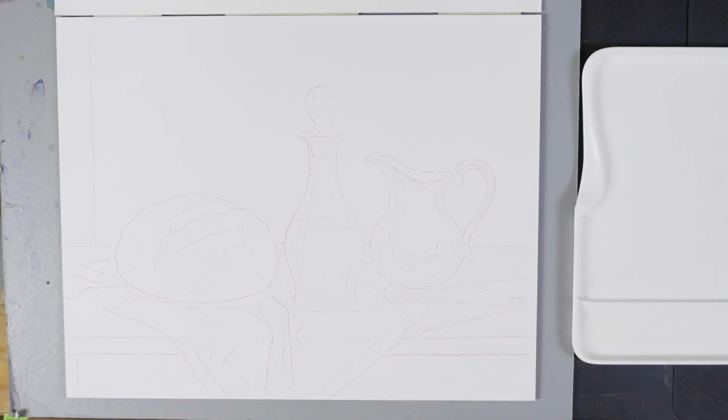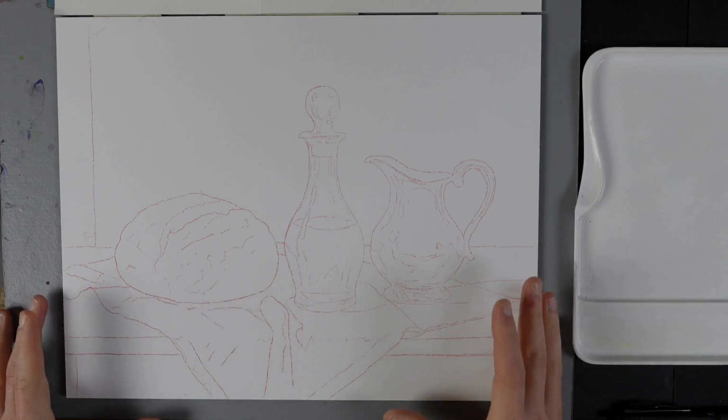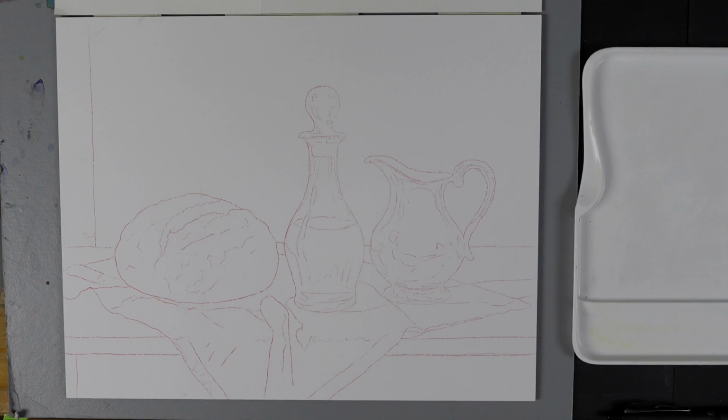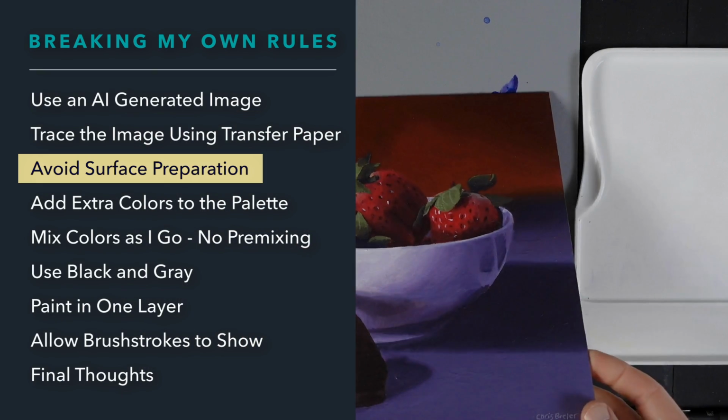That looks pretty good. I darkened up the exposure on the camera so you can see how well the line's transferred. This should work for a drawing. Now I'll move on to painting. I'm going to avoid all surface prep in this painting too, so that's another rule that I'm going to break.